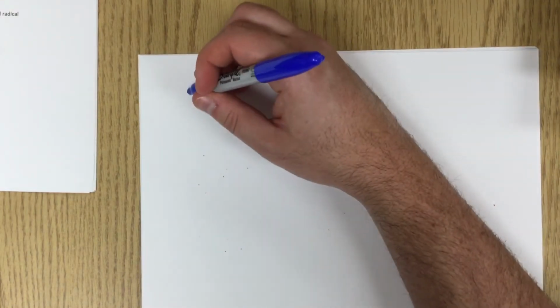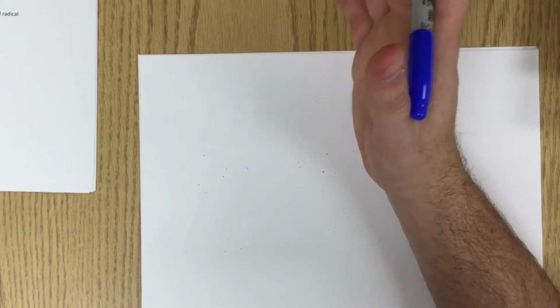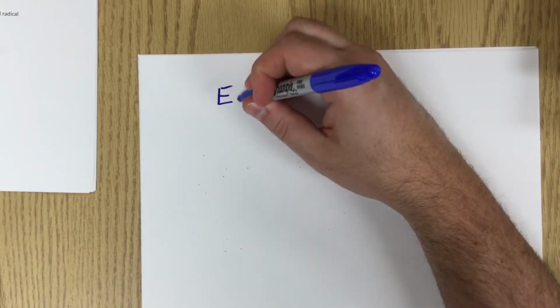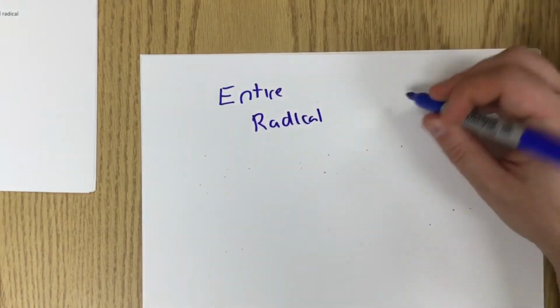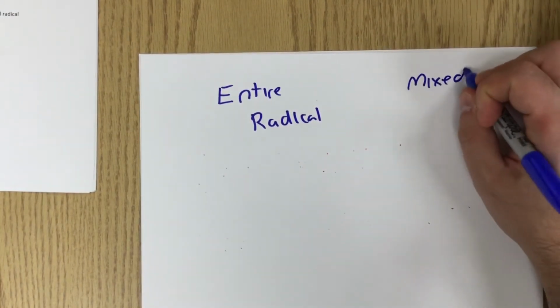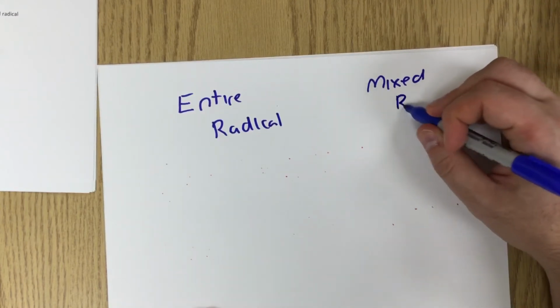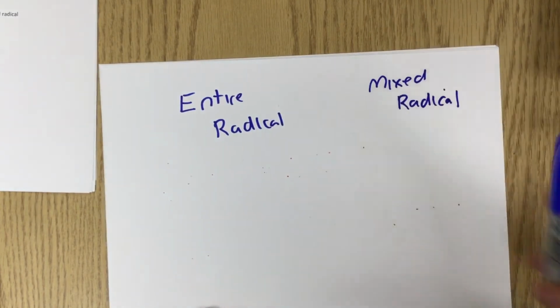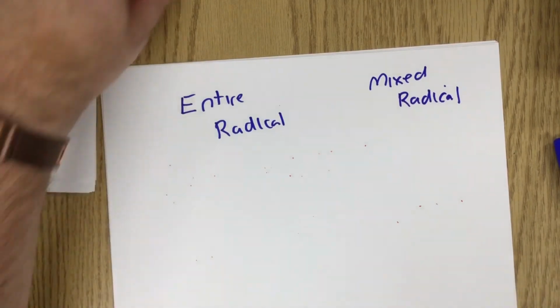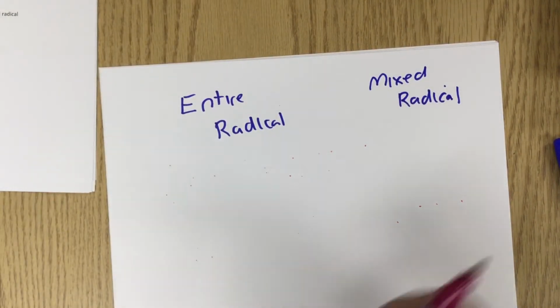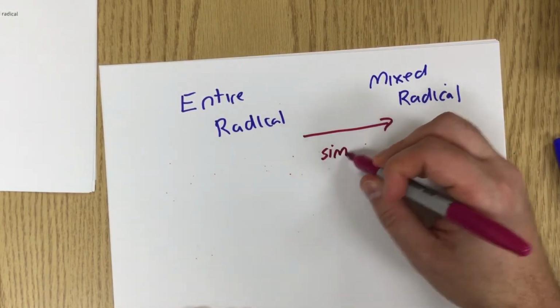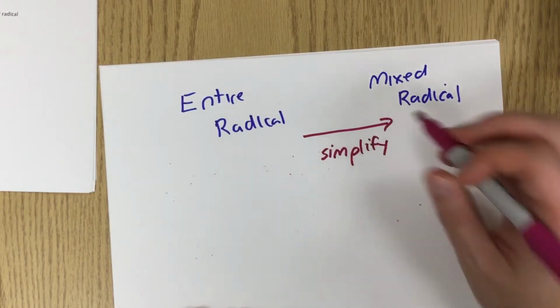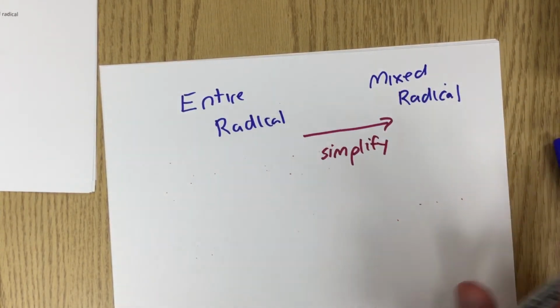So, the examples, let's go for example 1. What we're going to have is something called an entire radical and a mixed radical. And when I say simplify, simplify usually means going in this direction. So simplify means going from an entire radical to a mixed radical.